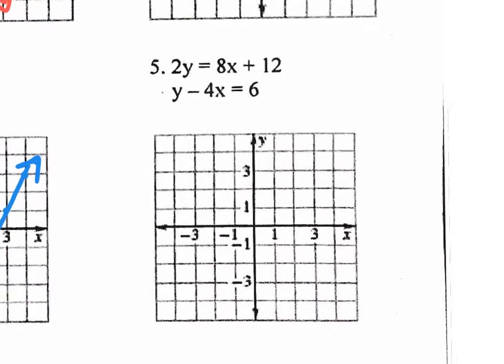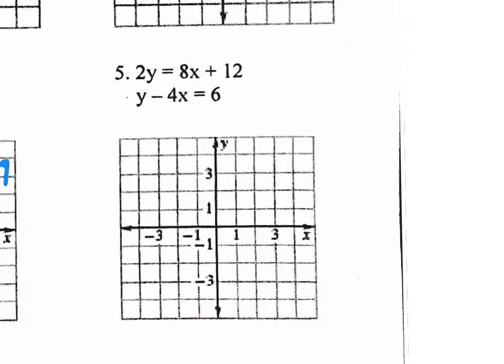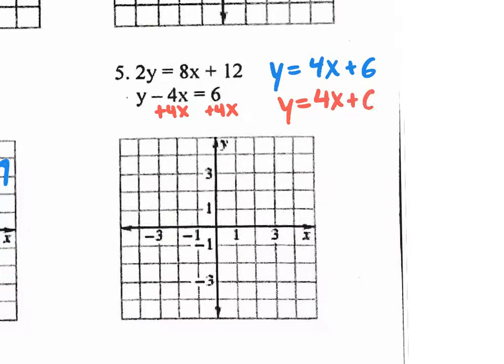Now let's take a look at this one right here. Number 5, let's get them both in slope-intercept form. So on the top equation, we're going to divide everything by 2, and I will get a new equation that reads y equals 8 divided by 2 is 4x plus 6. And the bottom equation I'm going to do in red, I need to get y by itself, so I'm going to go plus 4x, and I will have y equals 4x plus 6.